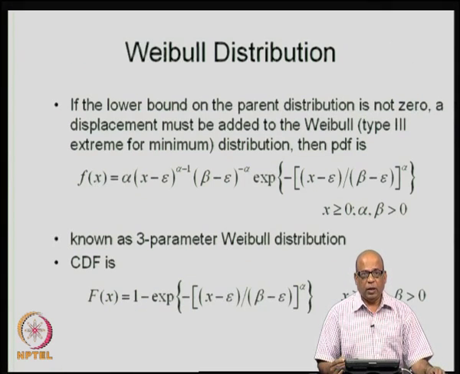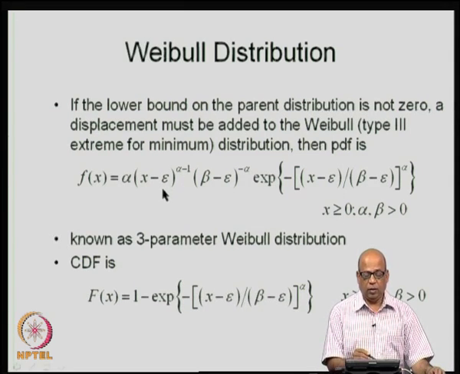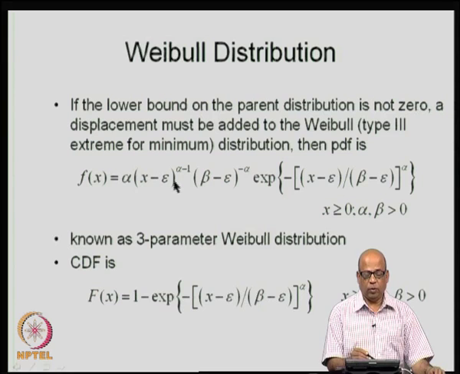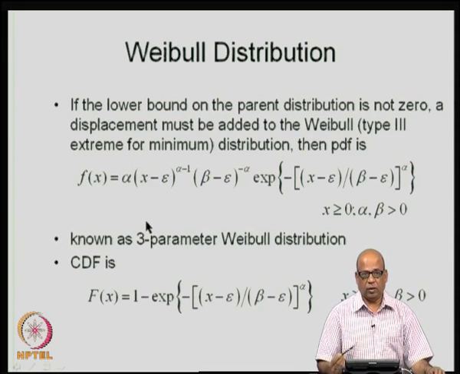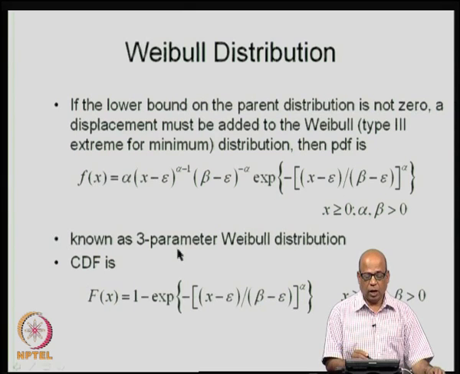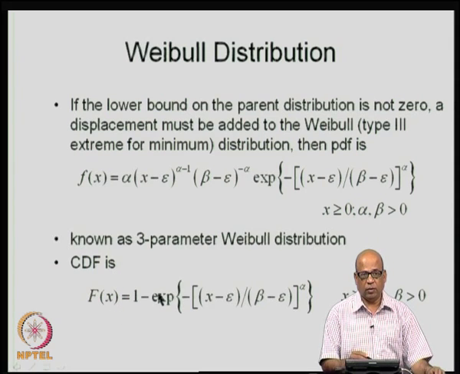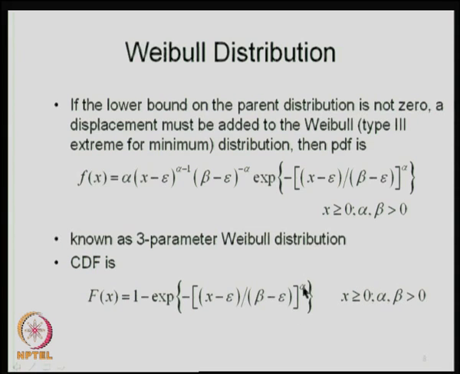Now, if the lower bound on the parent distribution is not 0, then we put a displacement epsilon. So, we add a displacement and then redefine our PDF. Whenever we do not have the lower bound to be 0, we add the displacement corresponding to the displacement that the parent distribution has, and this is known as the 3 parameter Weibull distribution. Associated with this, we have the CDF given by F of x is equal to 1 minus exponential minus of x minus epsilon divided by beta minus epsilon raised to the power alpha.